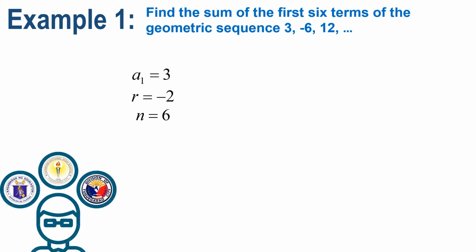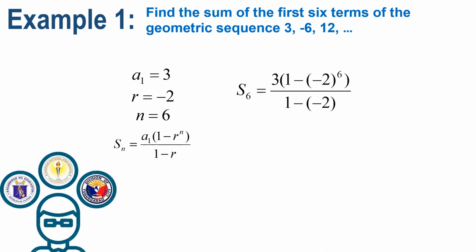Now, since we are looking for the sum of the first 6 terms, then we are going to make use of the formula S sub n is equal to a sub 1 times 1 minus r raised to n all over 1 minus r. So plugging everything in our formula now, we have S sub 6, which is the sum of the first 6 terms of the geometric sequence, must be equal to 3 times 1 minus -2 raised to the 6th power all over 1 minus -2.